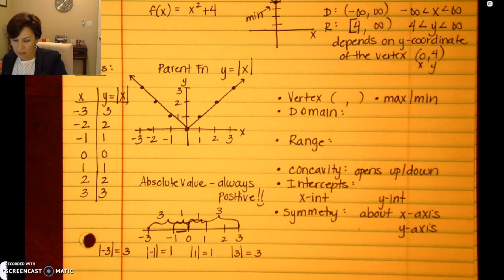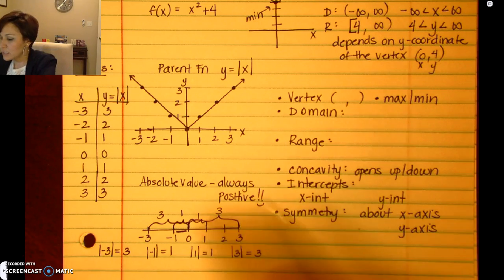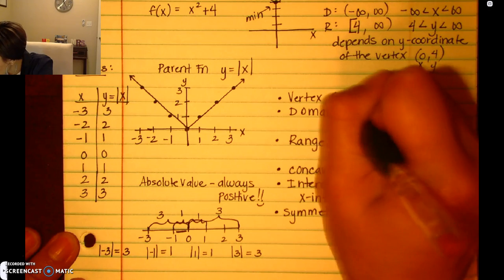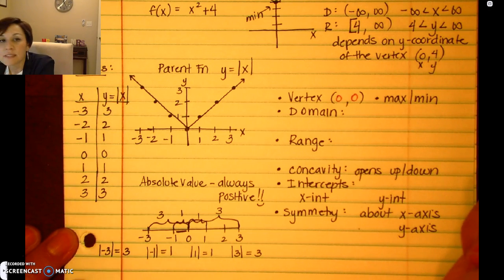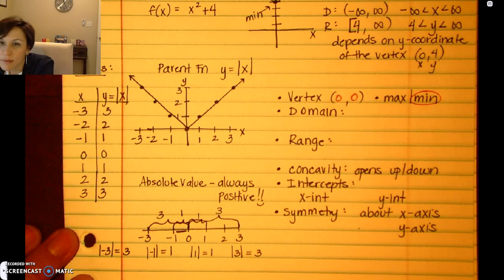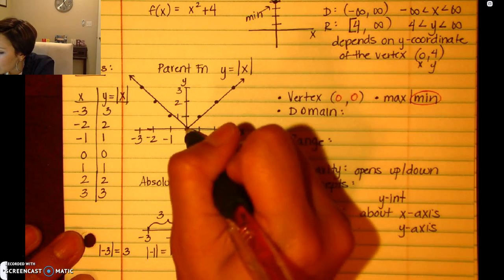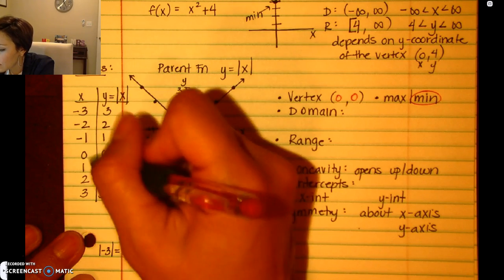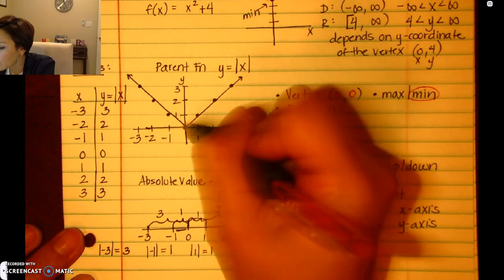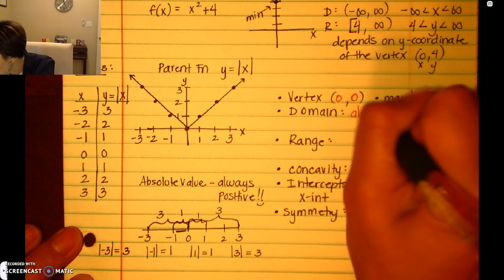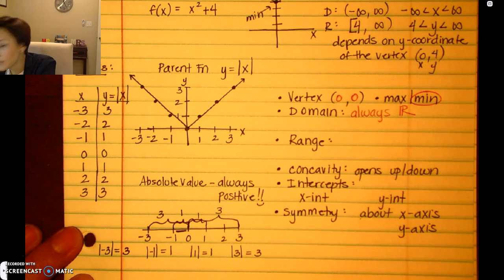Okay, so we're going to fill in the information. What is the vertex for this function? The vertex is here, so that is going to be 0, 0. Is this a maximum or a minimum, this point here? Well, it's a minimum. It is the lowest point on the graph. The domain are all the possible x values. My possible x values included negative numbers and positive numbers. They move forever to the right and forever to the left. So that means my domain is always all real numbers.